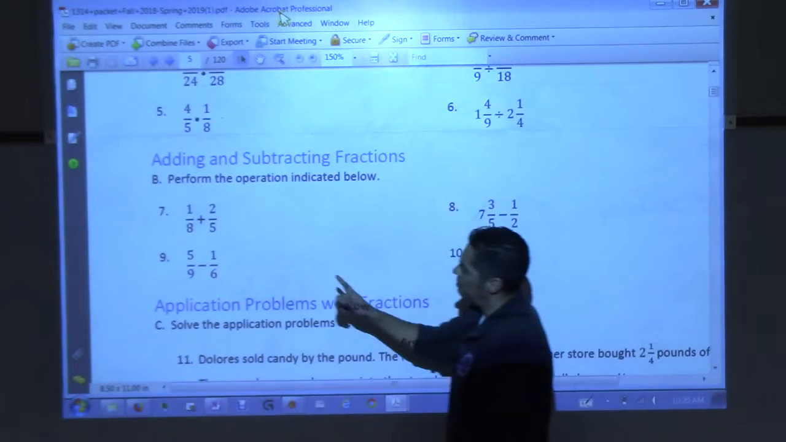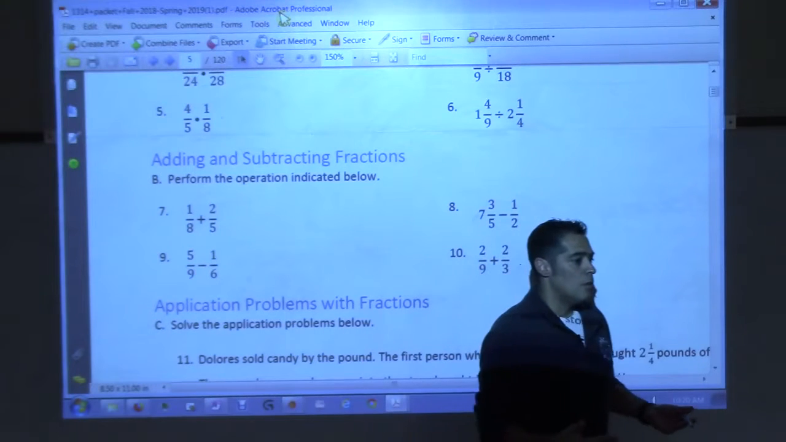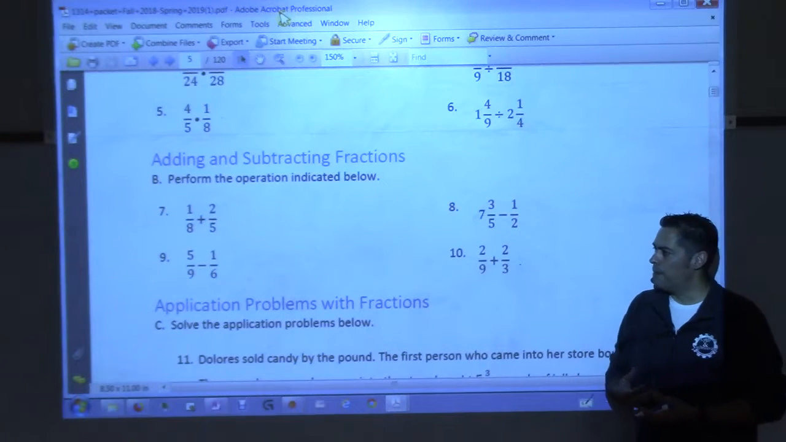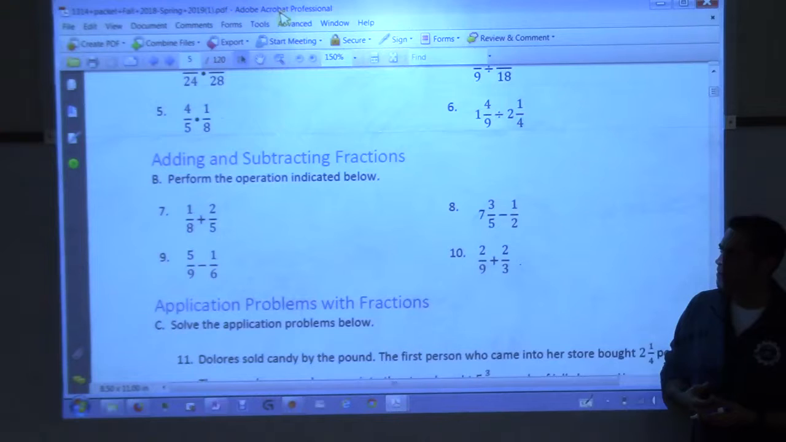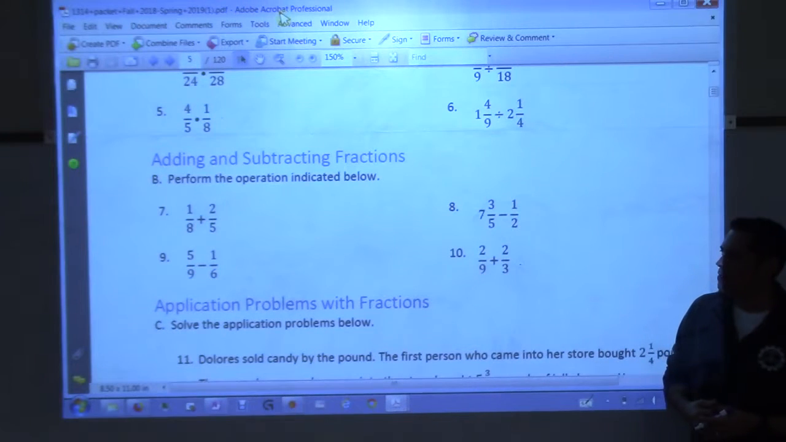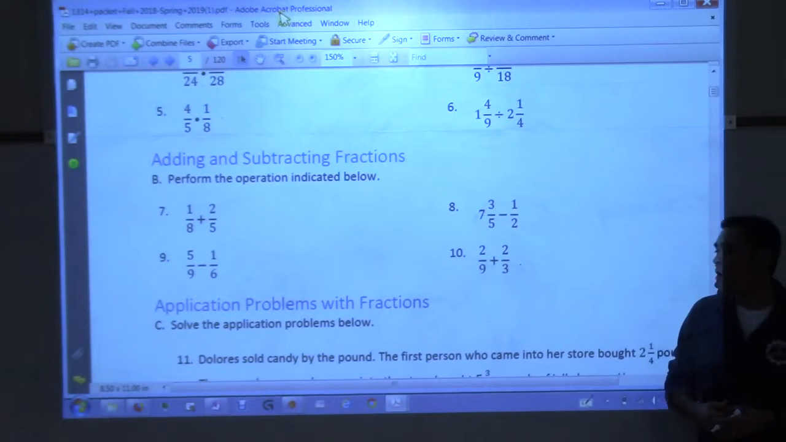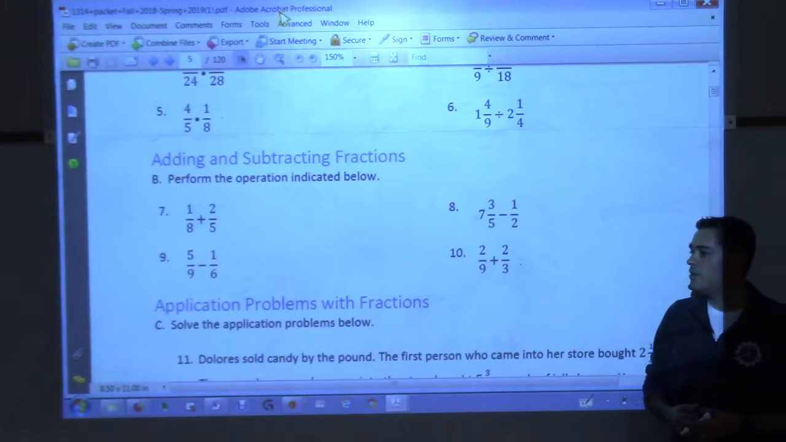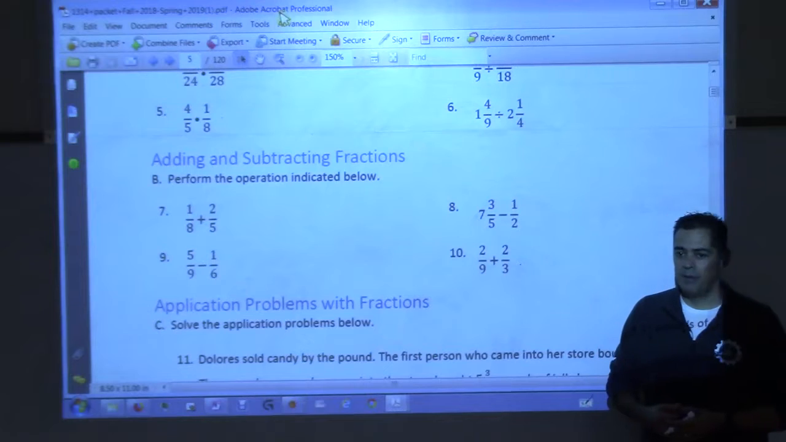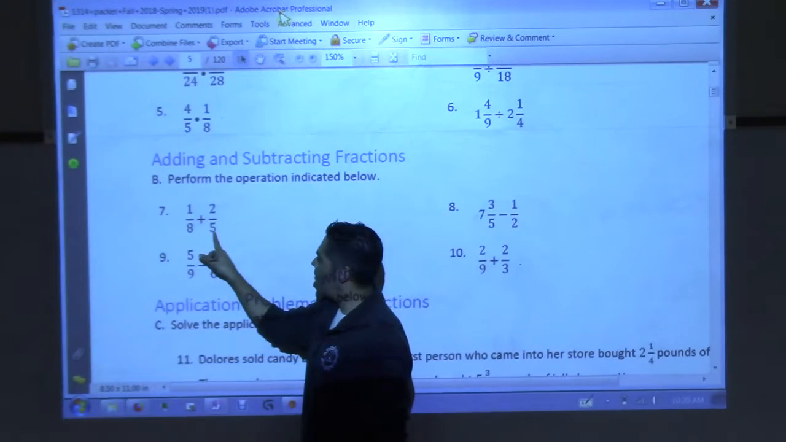So let's look at this problem and let's recognize it's addition, right? And that means these two have to be the same, but they're not. So what we need to do now is come up with something. We call it, what do we call it? The least common denominator. All right, so that means we need to come up with a number that is a multiple of both 8 and 5, but the smallest one we can find. And 40, right? 40 is a multiple of both 8 and 5. So that means I can turn this into a 40 and that into a 40.